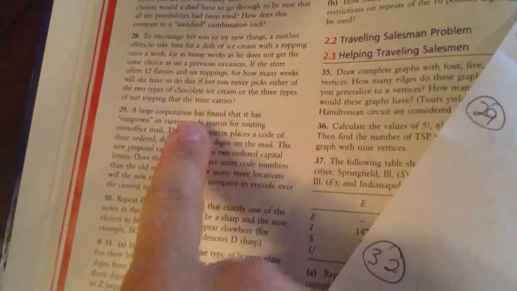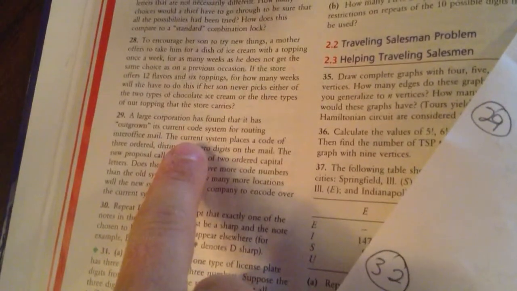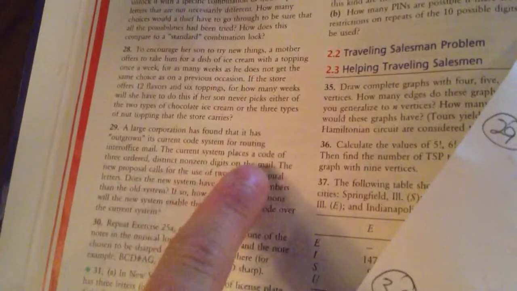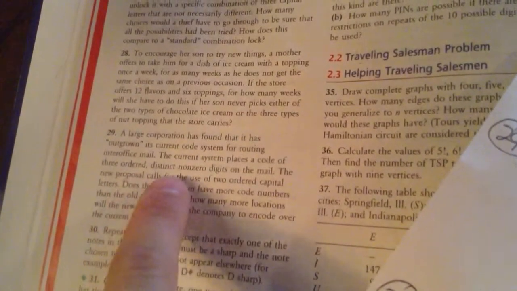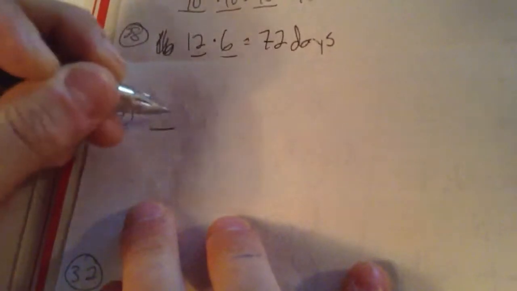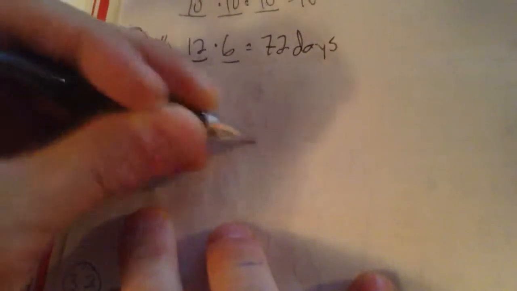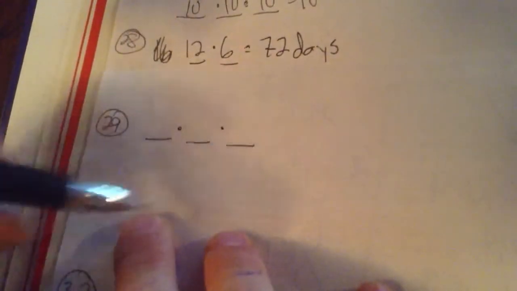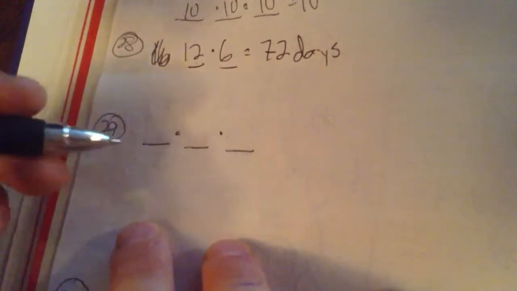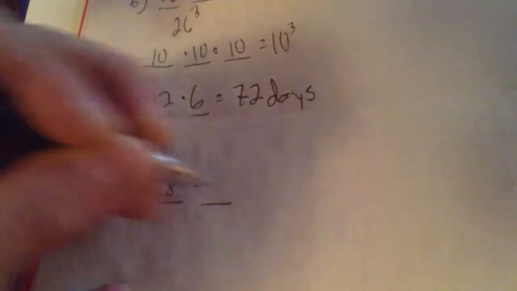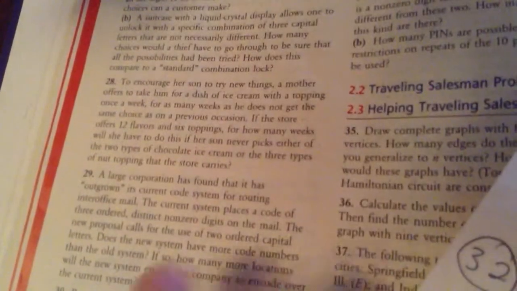A large corporation has outgrown its current code system for rerouting inter-office mail. The current system uses a code of 3 ordered distinct non-zero digits. So the current system is 3 digits, and the digits have to be in order, distinct non-zero digits. So 9, 8, and 7. That would be the current system.